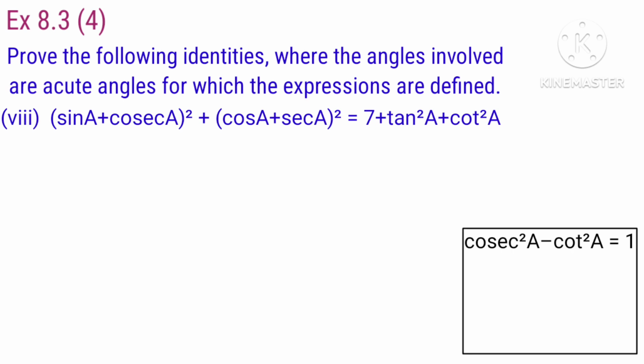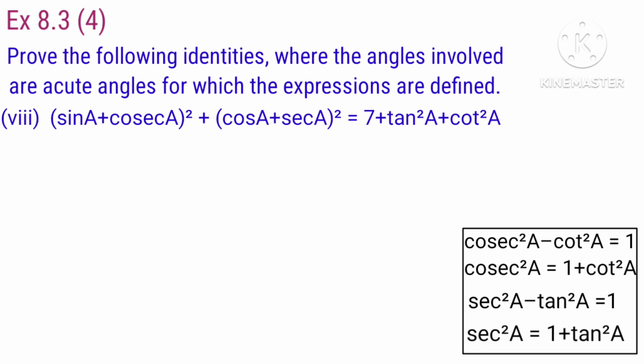ஸோ இதில் லெஃப்ட் ஹேண்ட் சைடில் இருக்கிற cosecant squareக்கு நான் ஆன்சர் டிரைவ் பண்ணா அது எனக்கு ரைட் ஹேண்ட் சைடில் இருக்கிற cot squareக்கு ரிலேட்டடாக வரும். அதே மாதிரி I have another formula that is secant square minus tan square is equal to 1. ஸோ இதுலேயும் லெஃப்ட் ஹேண்ட் சைடில் இருக்கிற secant squareக்கு நான் ஆன்சர் டிரைவ் பண்ணா அது ரைட் ஹேண்ட் சைடில் இருக்கிற tan squareக்கு ரிலேட்டடாக வரும். ஸோ இந்த ரெண்டு ஃபார்முலா யூஸ் பண்ணி தான் நம்ம இப்போ சிம்பிளிஃபிகேஷன் பண்ண போகிறோம்.